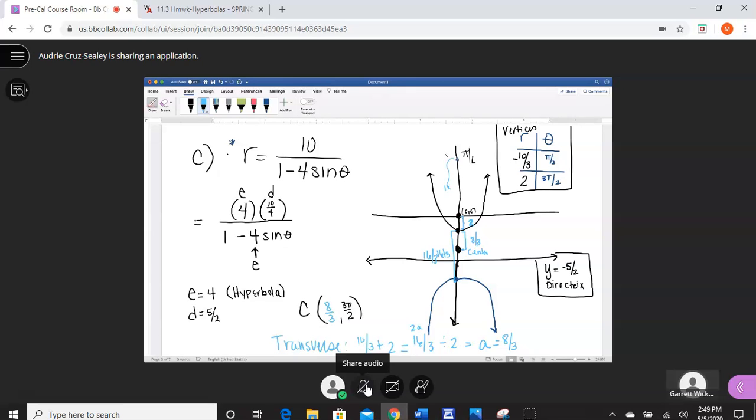So this is a 10 thirds distance from the big one that's furthest away. That's a 10 thirds distance. From the focus to the other vertex was 2. Yes. So it was 2. Okay, I'm cool with that.